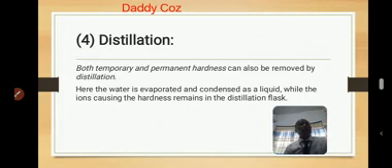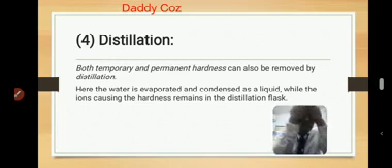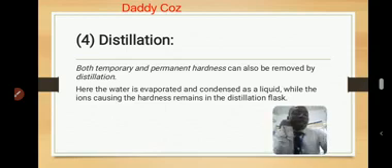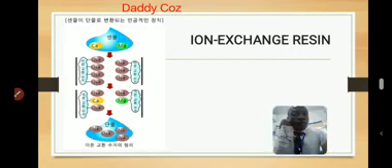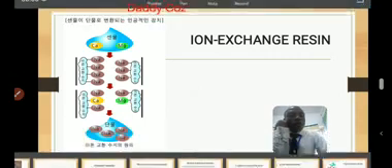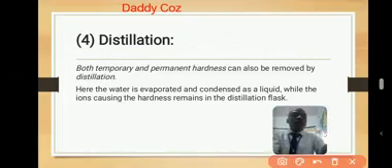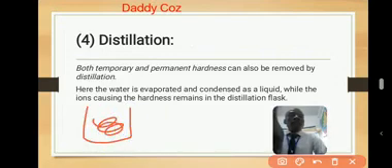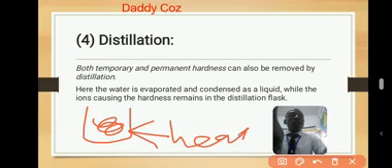You boil the water, it evaporates into steam, and then you collect the steam back as a liquid. That is called distillation. So if I have hard water and I put it inside a particular bucket like this, then I heat the water. What happens? Vapor will be formed, right? There will be vapor. So if I collect this vapor using a Liebig condenser, remember Liebig condenser?